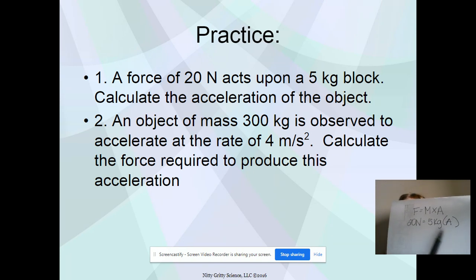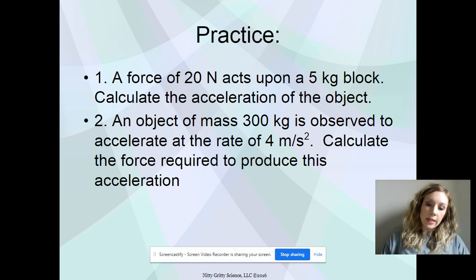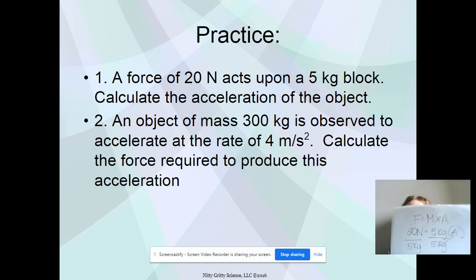So we're going to take 20 divided by 5 to get the acceleration. 20 divided by 5 gives us an acceleration of 4. We divide by 5 kilograms on both sides, and that gives us an acceleration of 4 meters per second squared. That means that for every second, we're going to be increasing our speed by 4 meters per second if we apply 20 newtons of force to that object.